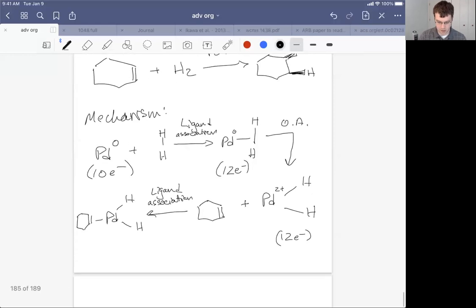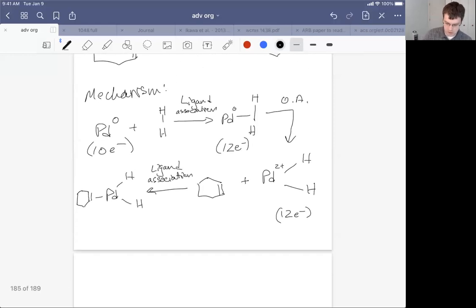Okay, now the outcome here is we're still at two electrons, we're now at 14 electrons. So you can see why the palladium is going to want to do this. It's getting closer and closer to its 18 electrons. So it's just trying to pick up ligands as it goes. So what do we do at this point?